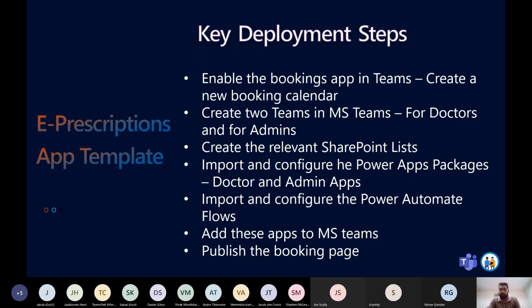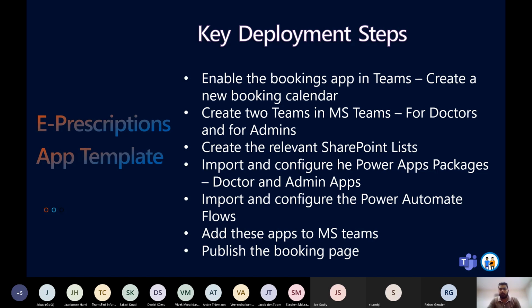There's a Power Automate flow, which is a part of the deployment package, which will create all these lists for you. You then need to import and configure the Power Apps application and the Power Automate flows. Once done, you can add the Power Apps to the relevant teams that you have created. Finally, publish the bookings page so that it's live for your end users, which are our patients in this case. The detailed deployment steps are present in GitHub.